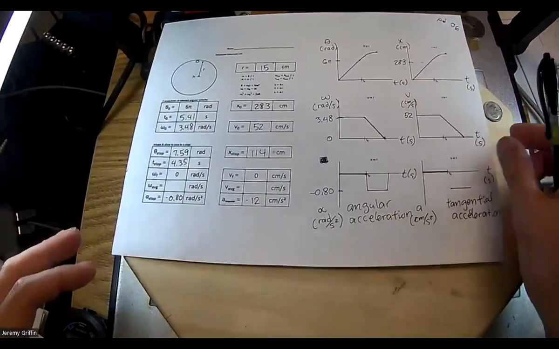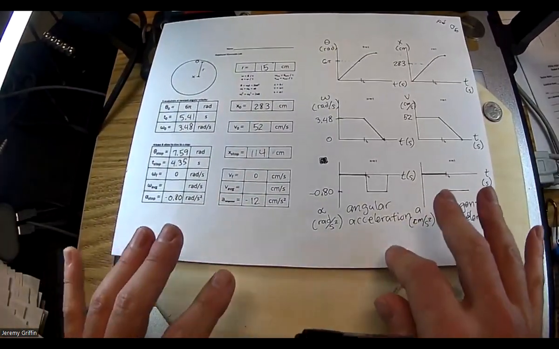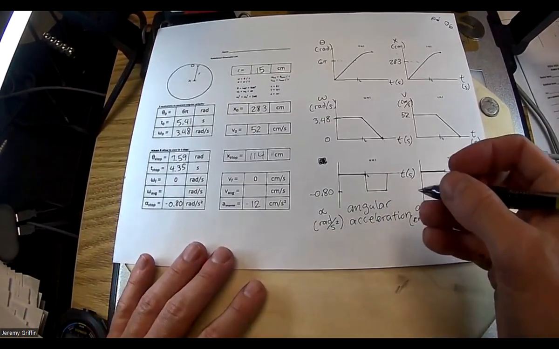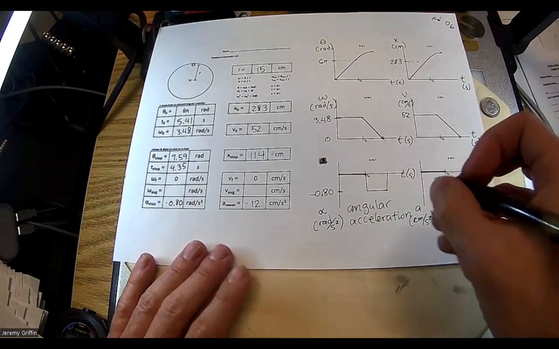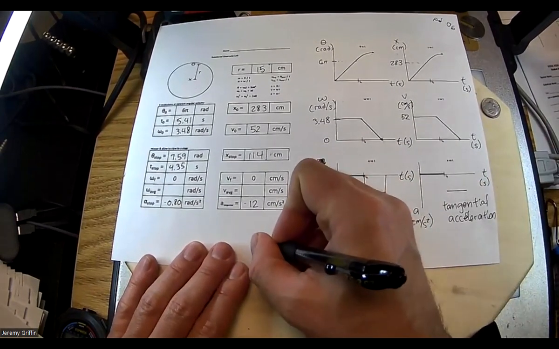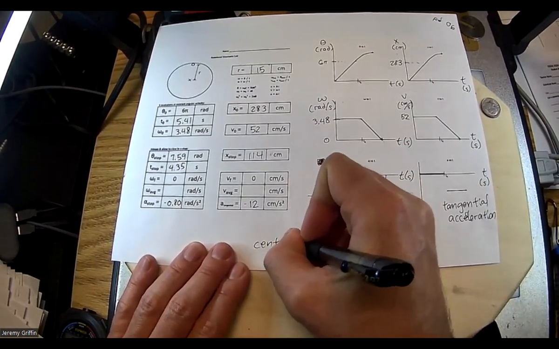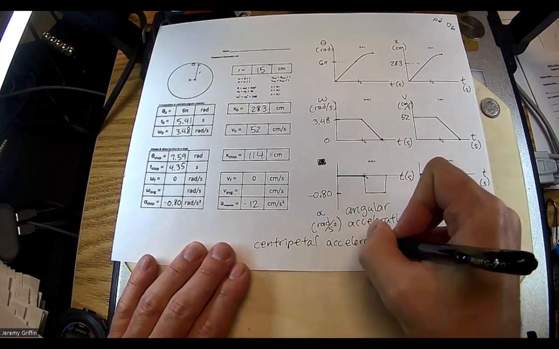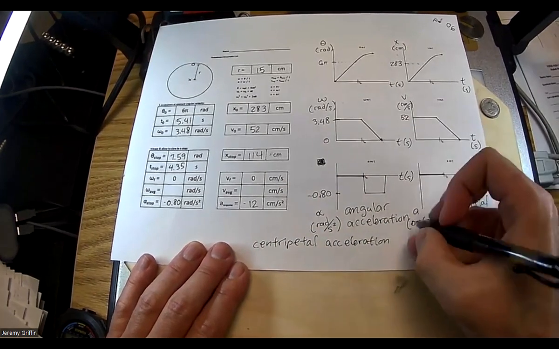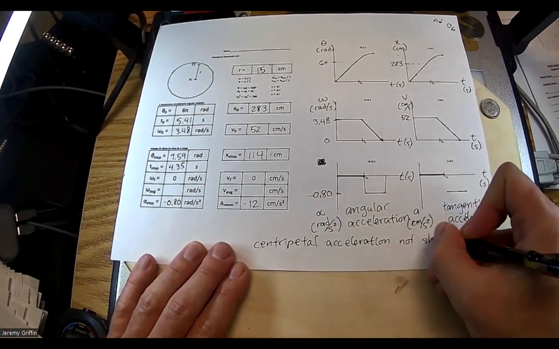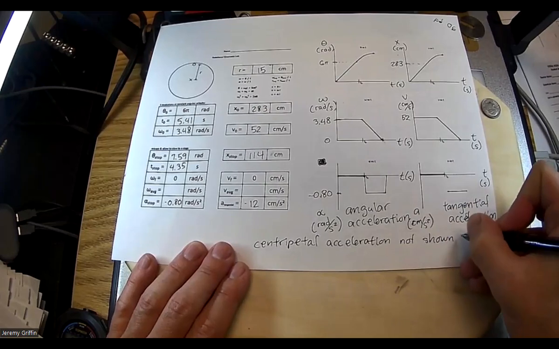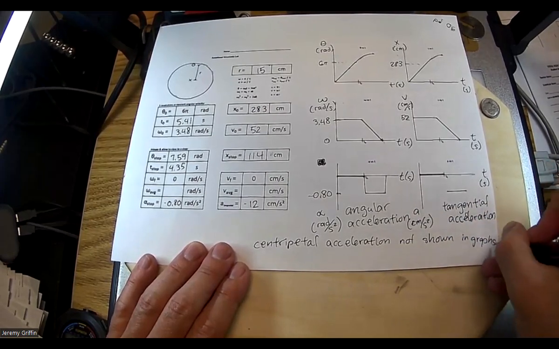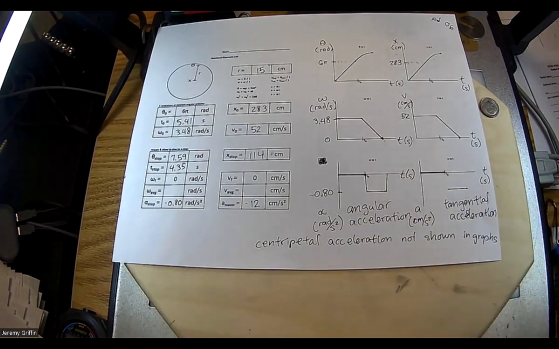Now there's a third kind of acceleration that's not specifically addressed on these graphs or in this lab, but is sort of related. It's going to come back in the next day or so. It's called centripetal acceleration. I'll at least say it's not shown in the graphs. That's a third concept. That's the acceleration that has to do with changing direction.